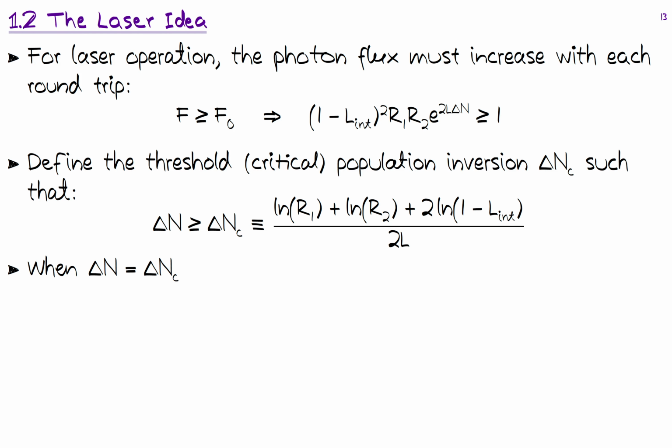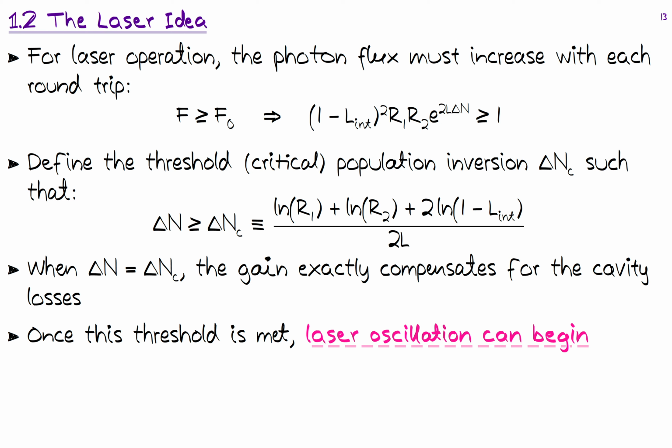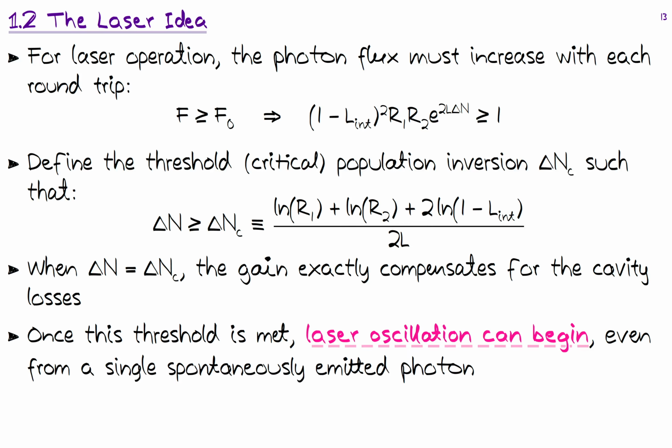So now when delta n equals delta NC, the critical population threshold, the gain exactly compensates for the cavity losses. So this is the philosophy of how we reached this value for delta NC. And once this threshold is met, we can start having lasing action. So we can have laser oscillation within that cavity, and this may start happening even from a single spontaneously emitted photon inside the cavity. So now we really start having amplification of light, we have positive feedback, and we really can have steady amplification of light within the lasing medium.